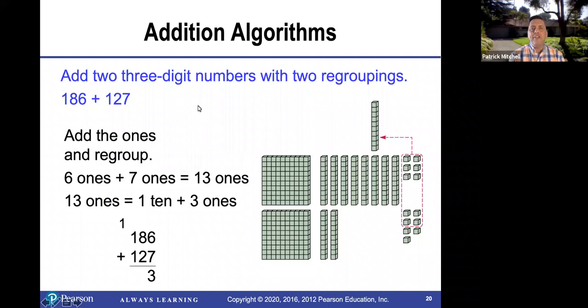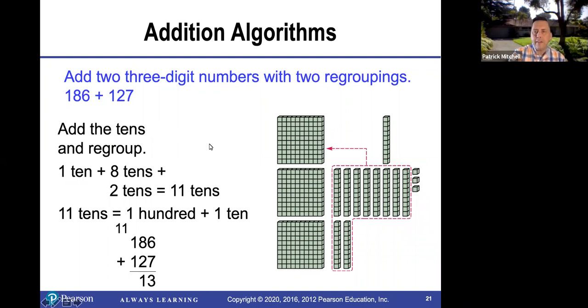All right, adding 2 3-digit numbers with 2 regroupings. So I'm going to talk you through this. The problem is 186 plus 127. So the first thing we're going to do is add the 1s. We're adding 6 plus 7. You see the 6 plus 7 over here. So gather up 10 of these and trade them in for a long. So that's going to leave you with 1 long and 3 units, which is 13. So we take the 3 and carry the 1. That 1 should actually be over here.